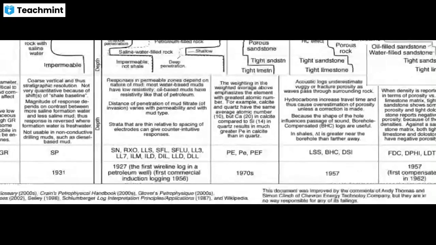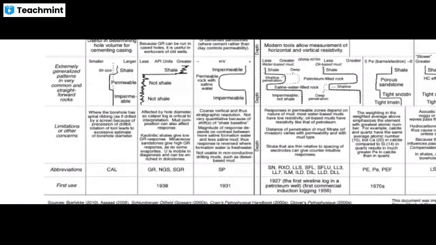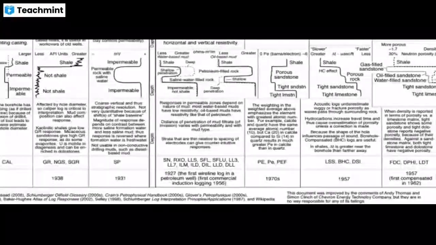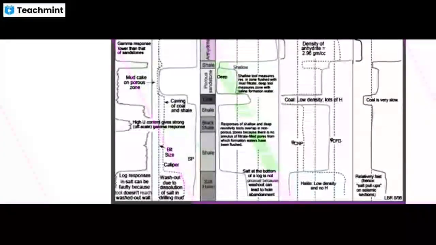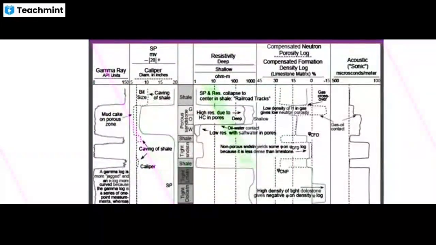Now we can see the limitations. The abbreviations are denoted as CAL, GR, NGR, SGR, SP, and LSS, FDC, GNT, SNP, and NMR, MRIL, CMR. These are the tools which are used in the wireline logging methods. Now we can see the interpretation for the gamma ray.